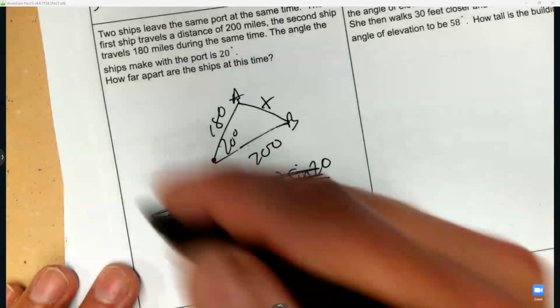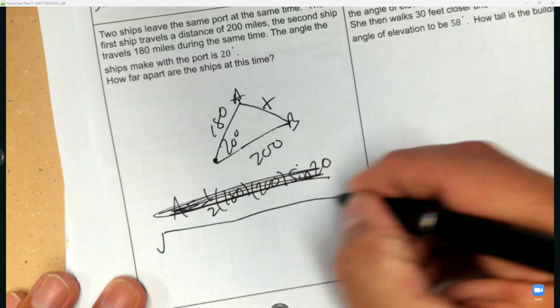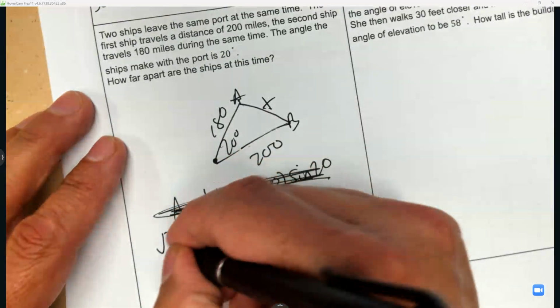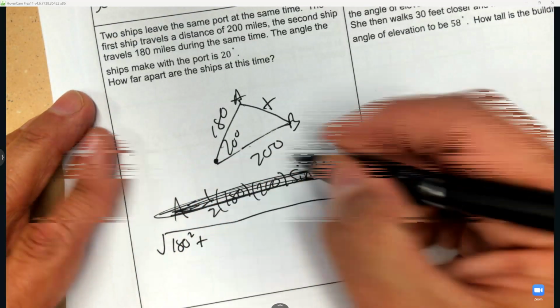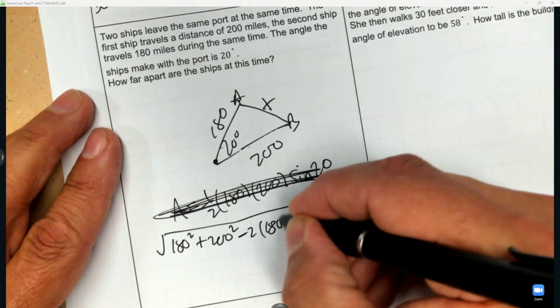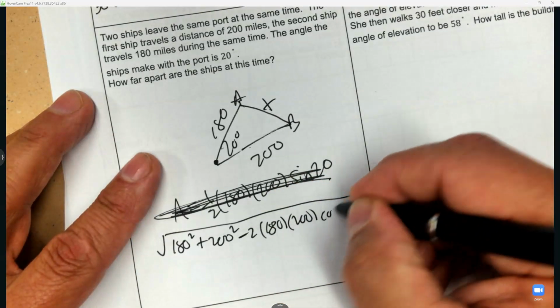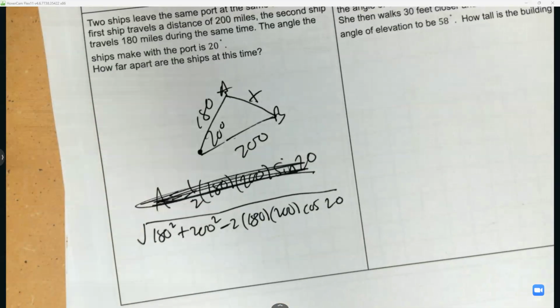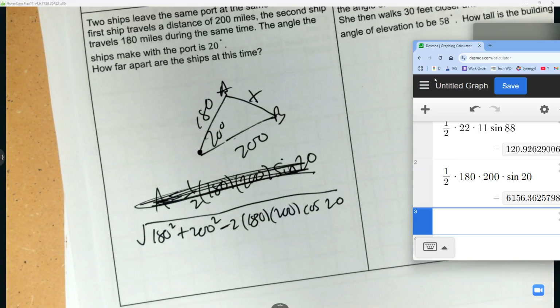Side angle side. It is the law of cosines. So big square root sign. Start with a side and square it, plus another side and square it. Subtract 2 times the same sides, 180, 200, and then cosine of the angle in between them. That's it to find a missing side. So let's do that here.